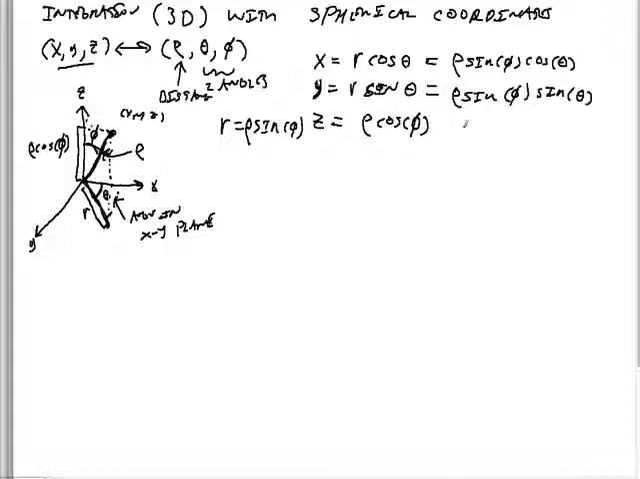Okay, so there we go. Those are the transformations between the two, and so the next thing we need to do is find how to express rho, and that's pretty straightforward. It's just going to be the Pythagorean theorem. Rho squared is equal to x squared plus y squared plus z squared. So that's how we get back and forth between these coordinate systems.